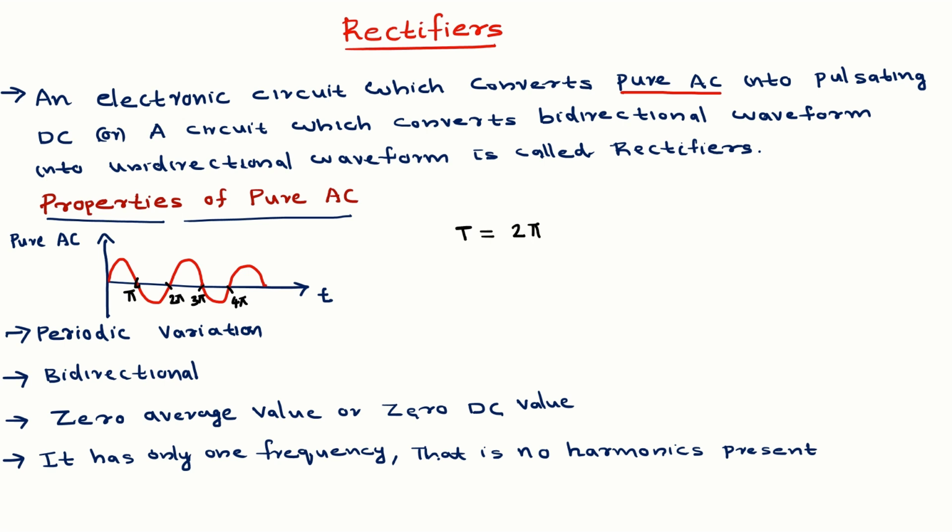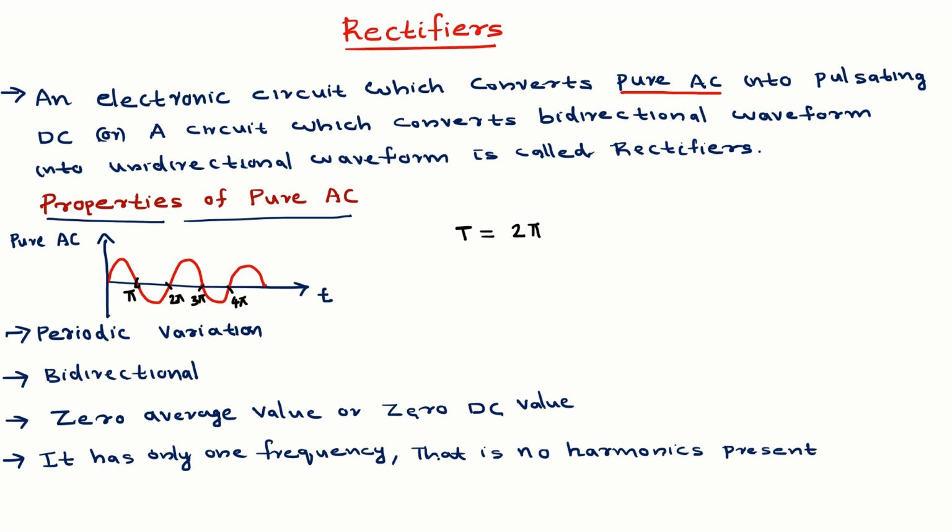So this is known as a periodic signal. A periodic signal is a signal which is repeating itself at a fixed, regular interval of time. In this example, the fundamental time period T is given by 2 pi. That means at every 2 pi width, the signal is repeating. So this is the first property of a pure AC signal.